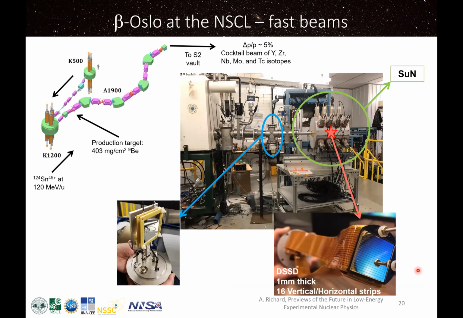So the next thing that we need is our radioactive beam. And so the first measurement that I'm going to talk about is how we do Beta-Oslo at the NSCL using fast beams.